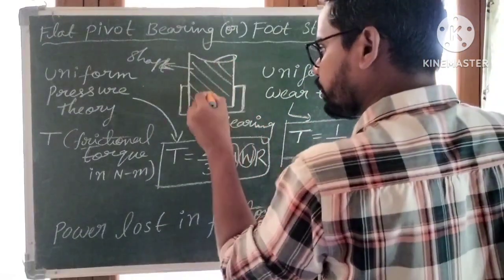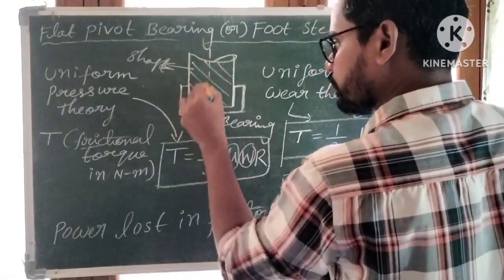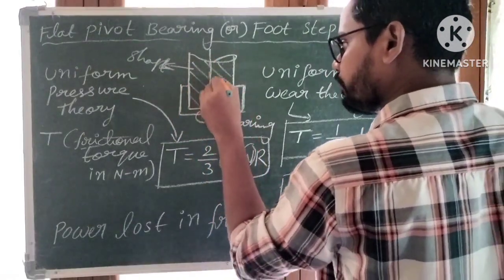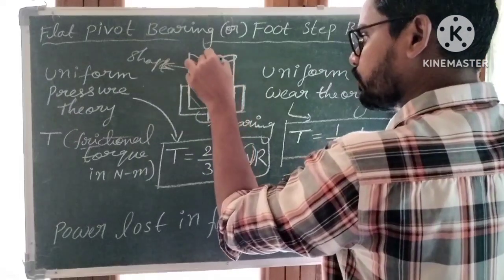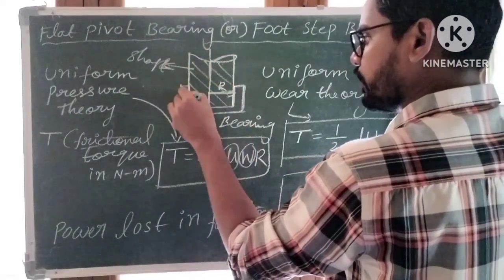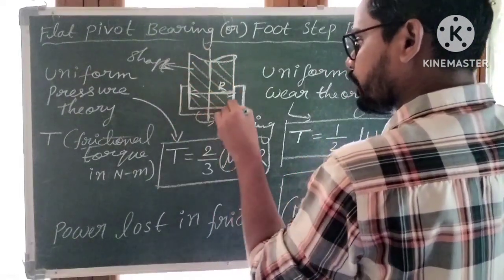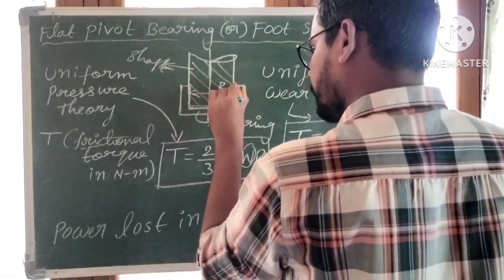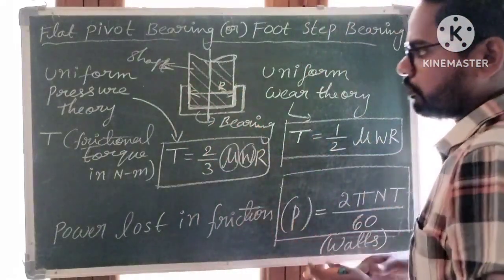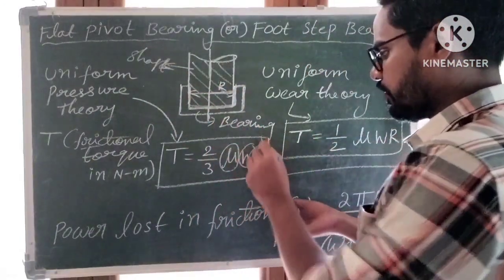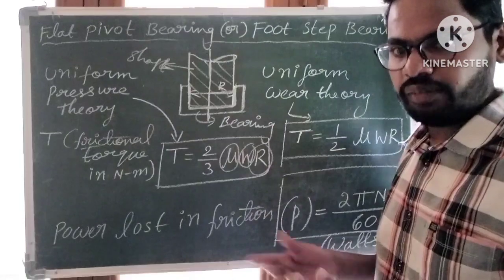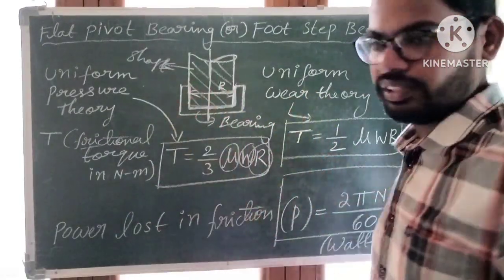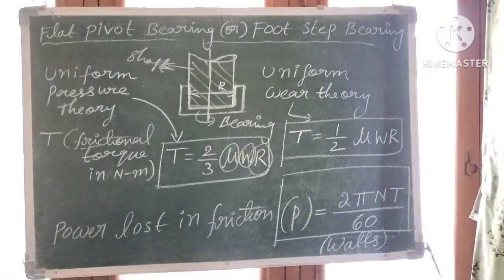So the radius of the bearing surface is equal to the radius of the shaft, and the diameter of the shaft is equal to the diameter of the bearing surface. This surface is called the bearing surface. Anyway, the diameter of the shaft is already given in the question, so we can find the radius. Now we will use these formulas to find out power loss in friction.